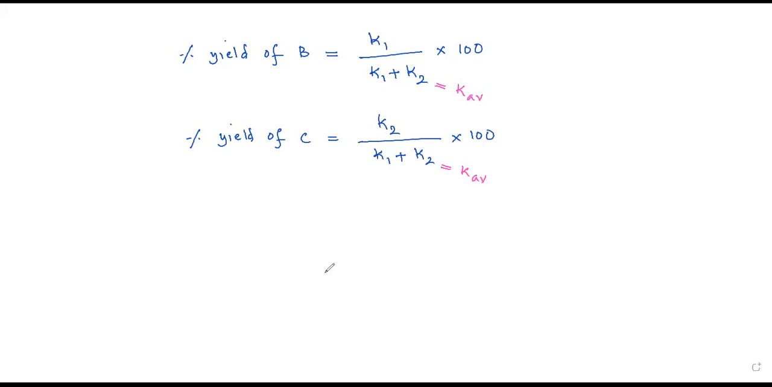Okay. So if you consider the ratio of concentrations of B and C at a time T, that can be simply given as K1 by K2 from these two expressions. Okay.